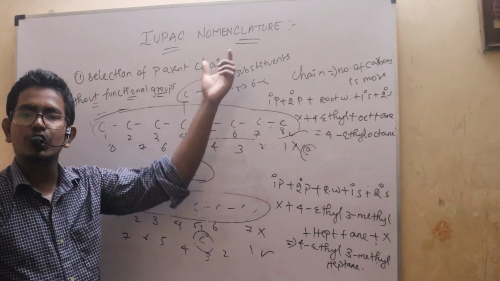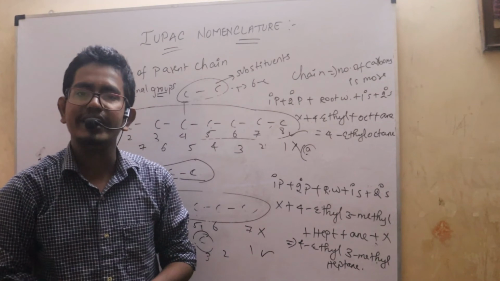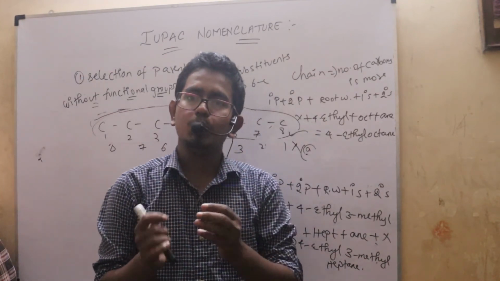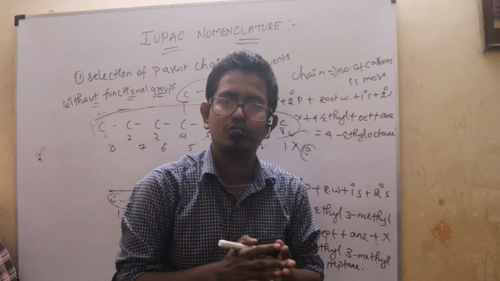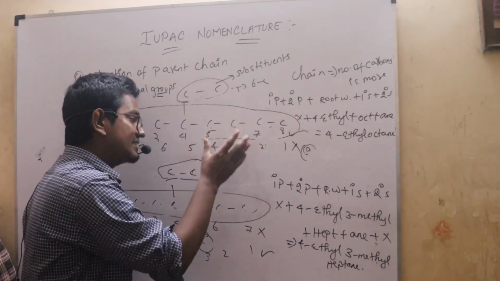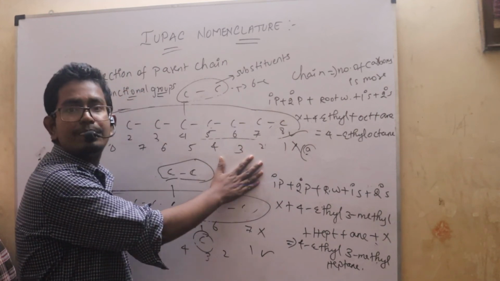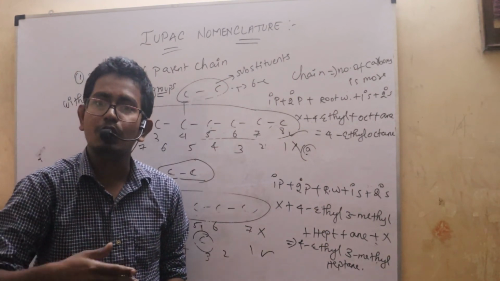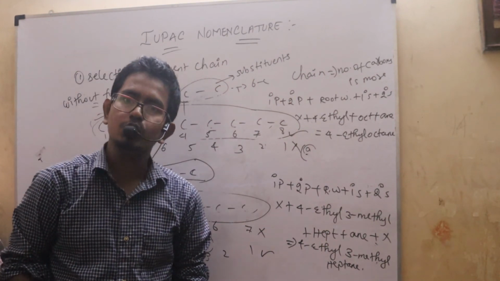So, how to name complex organic compounds without a functional group, in this lecture we studied. In the next lecture we will study how to name complex organic compounds when functional groups are present. And I will give you more examples of complex organic compounds without functional groups in the next lecture too.